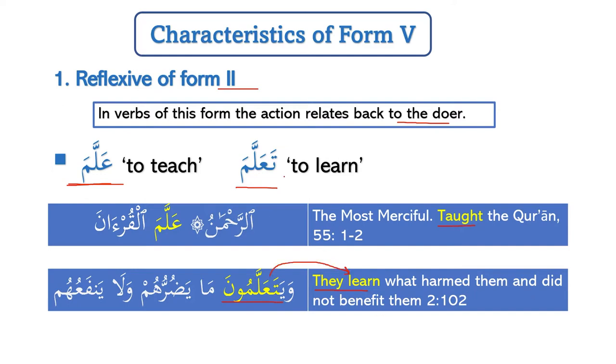So the most important characteristic of form number 5 is it is reflexive of form number 2, and it is basically the person, the doer, the one who is performing the action, is trying to do something by himself or by herself. So it's focused on the doer.